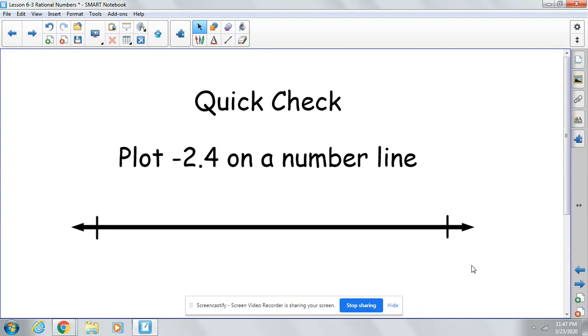Okay, so in the last video, I left you with this question. Hopefully you got to practice this on your own. If we're plotting negative 2.4 on a number line, first you have to figure out what whole number is negative 2.4 between. Well, negative 2 is obviously one of those whole numbers.